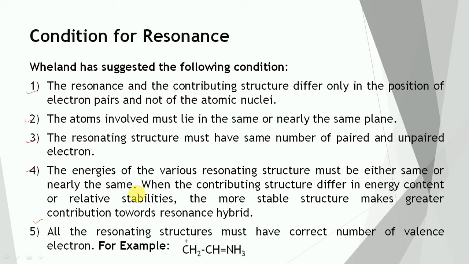If we see these examples, in this case the valence electrons of nitrogen will exceed, and the total number of electrons is 10, which is wrong. So we say that this structure will not take part as a resonating structure.